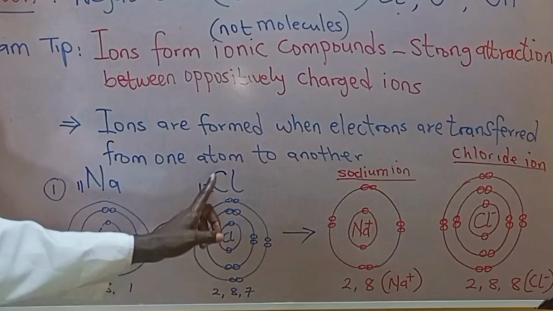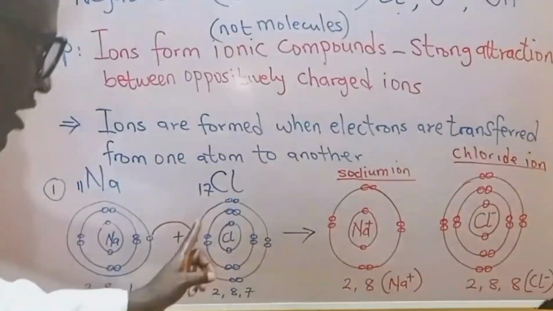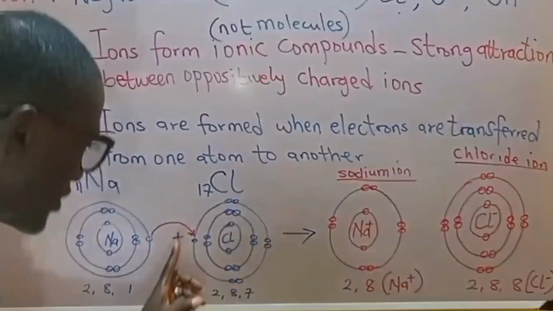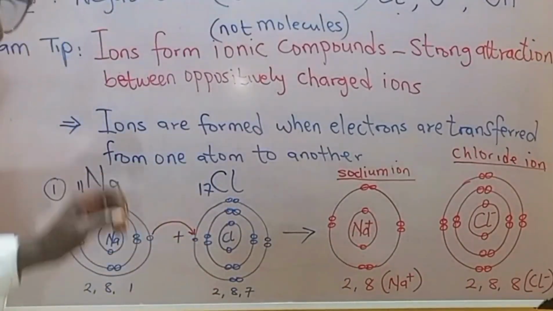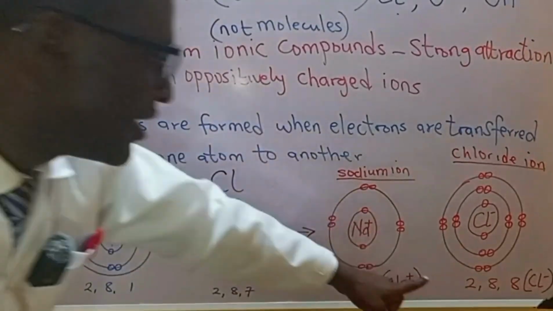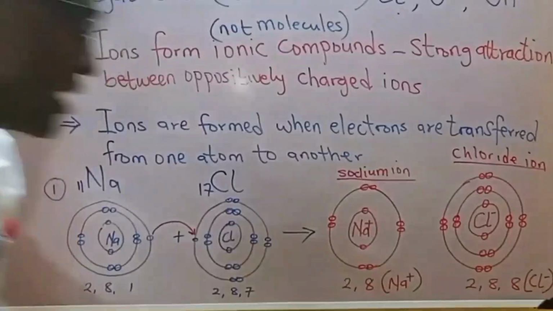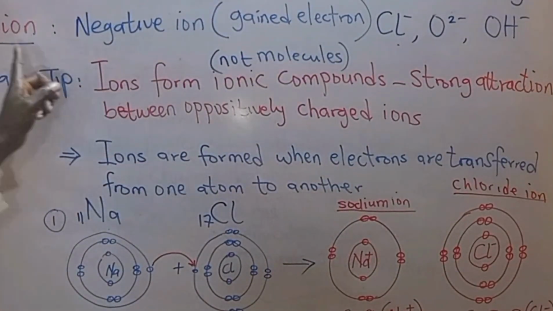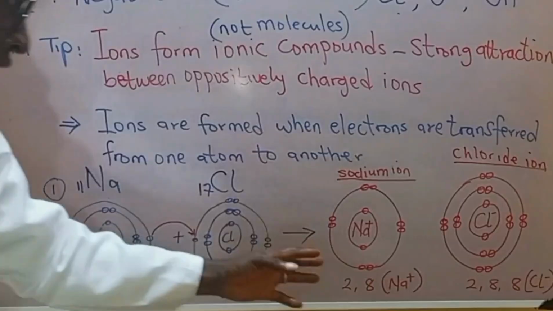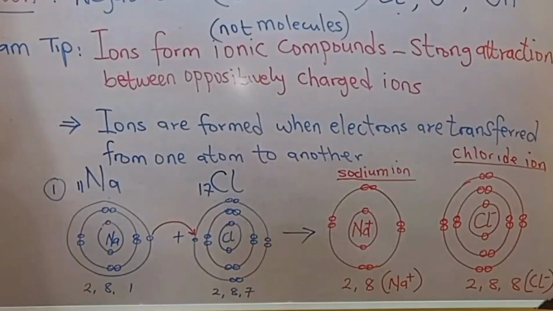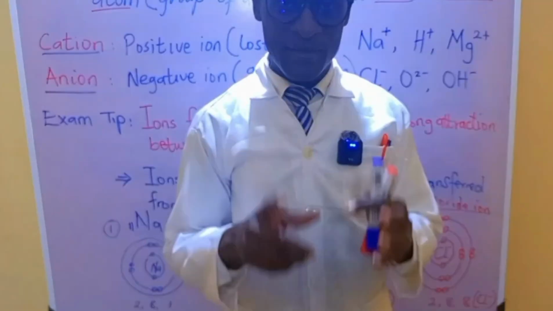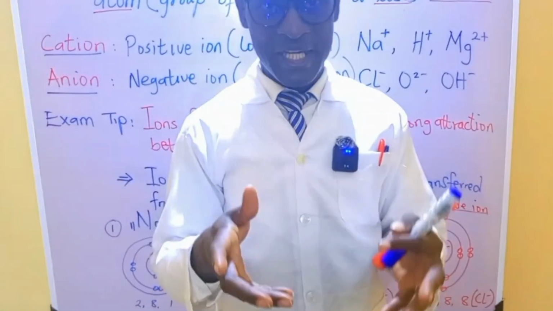Then this one is chlorine atom. What is the difference between chlorine atom and chloride ion? It is because one electron has been added to it. And because one electron has been added to it, it made it 2,8,8. That is chloride ion, which means it has gained electrons. So negative ions, which are anions, are formed when electrons are gained.